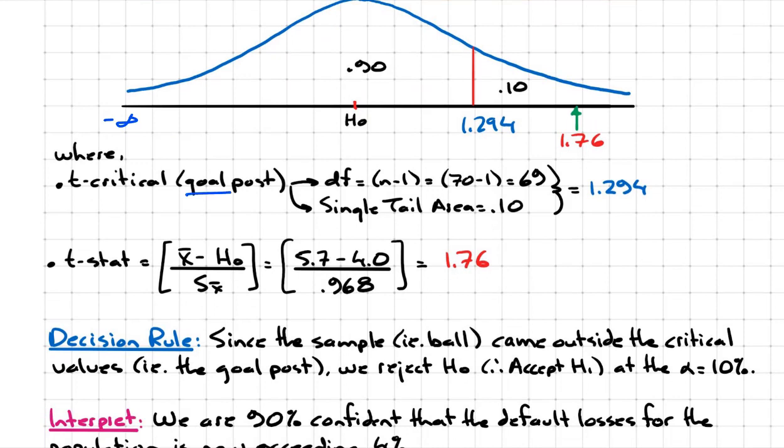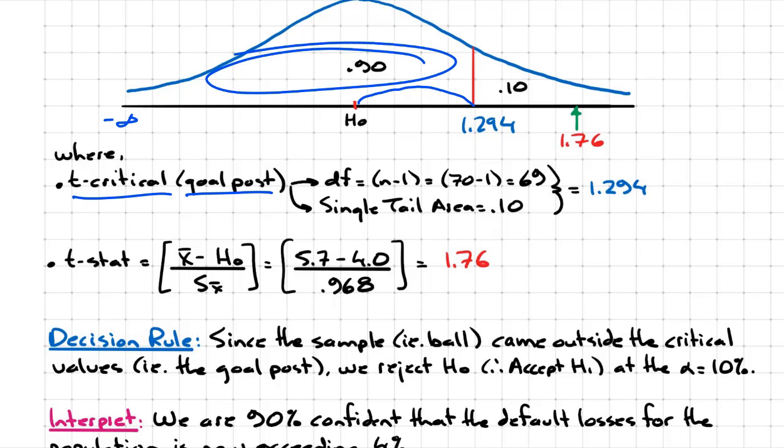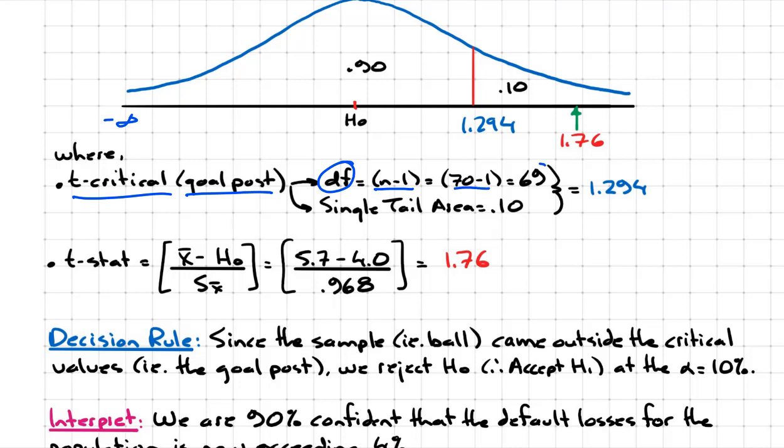First the goalpost, which is referred to as T critical. What T critical tells us is how many standard deviations you need to move away from the null in order to construct your margin of error. To calculate T critical, we need to specify two things: the degrees of freedom, which is n minus 1, in this case 70 minus 1, which is 69, and the single tail area, which in this case is 10%.